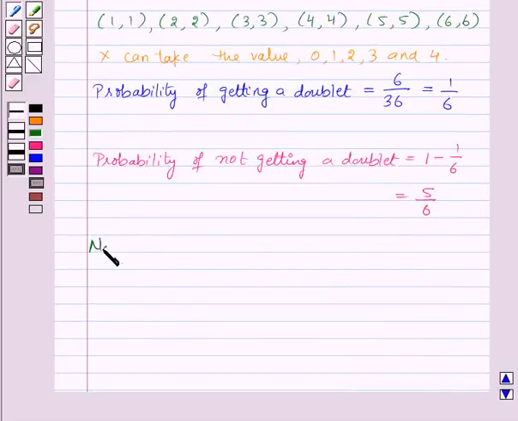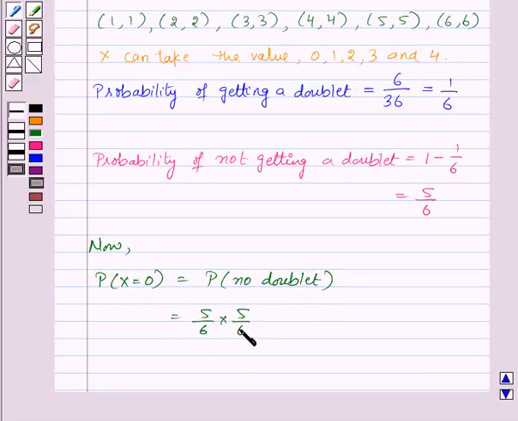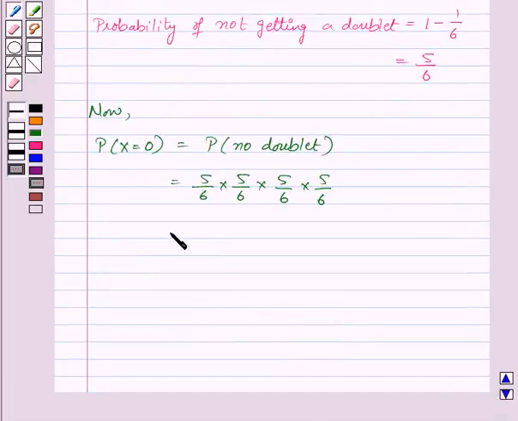Now, let us find the probability when x is equal to 0. That is the probability of getting no doublet. This will be equal to 5 by 6 into 5 by 6 into 5 by 6 into 5 by 6, which is equal to 625 upon 1296.